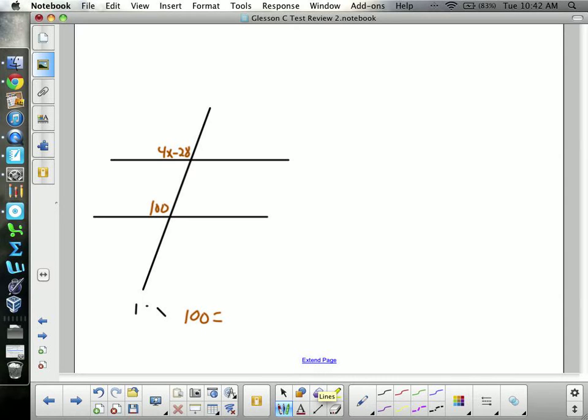100 equals 4x minus 28. Add the 28. So 128 equals 4x. So that's 32.